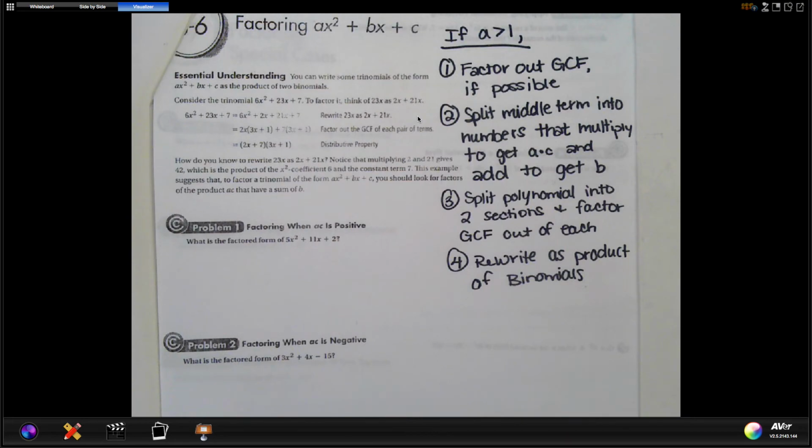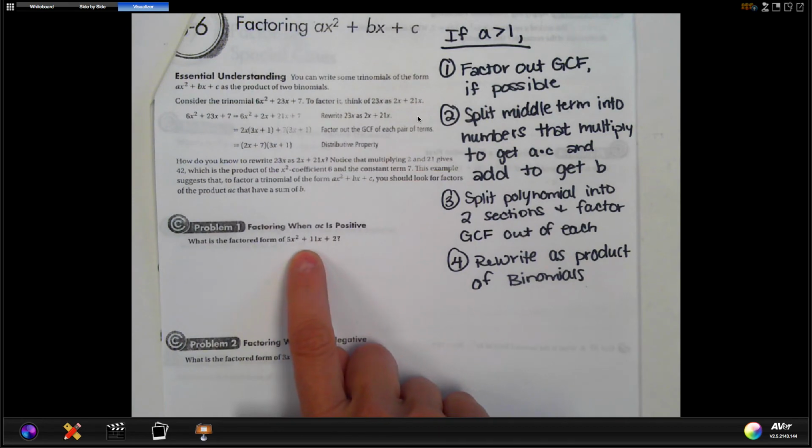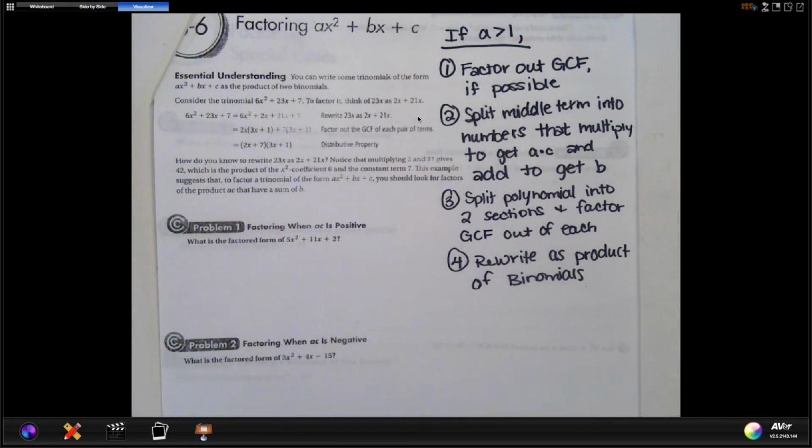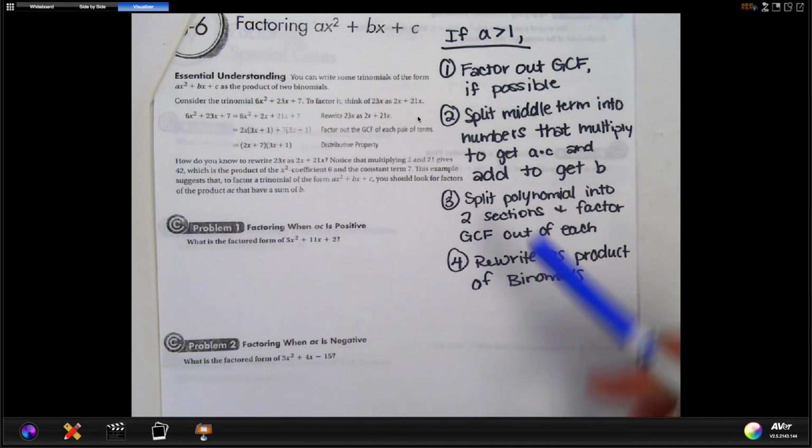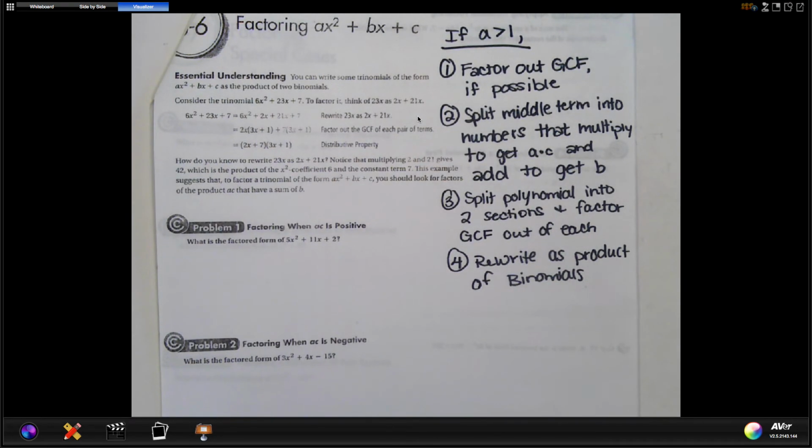So it says, what is the factored form of 5x squared plus 11x plus 2? And so you can easily see that there is a number in front of that x squared that's not a 1. The first thing you want to do is look for a GCF. So between 5x squared, 11x, and 2, is there a GCF? There's not. So that's why it says if possible, okay? Because a lot of times it's not. So if not, you have to go to number 2, which sounds kind of crazy, but I'll show you what I mean.